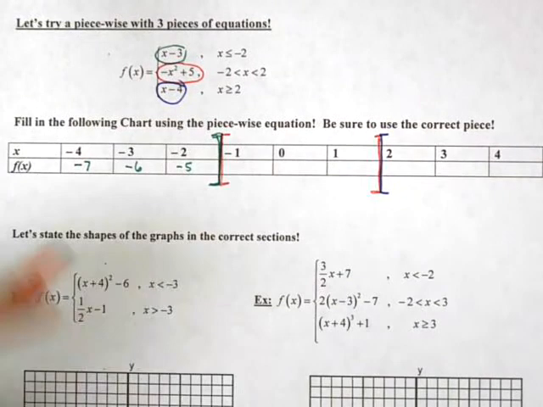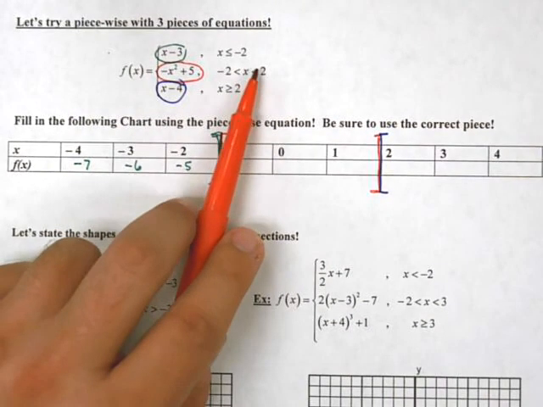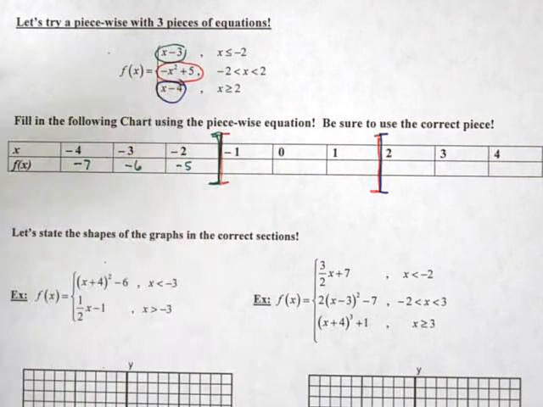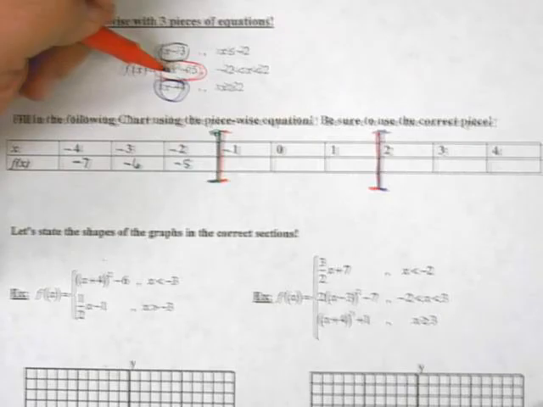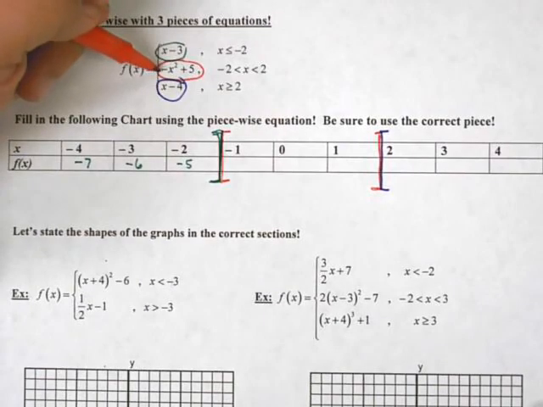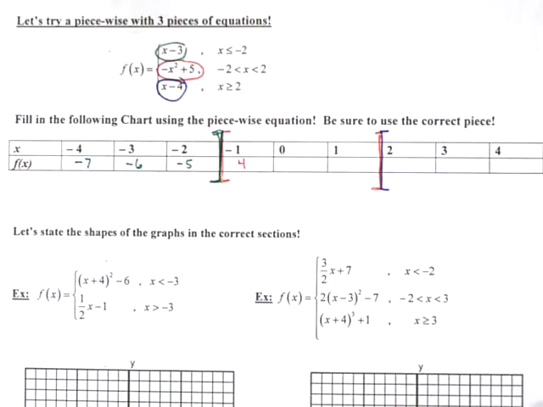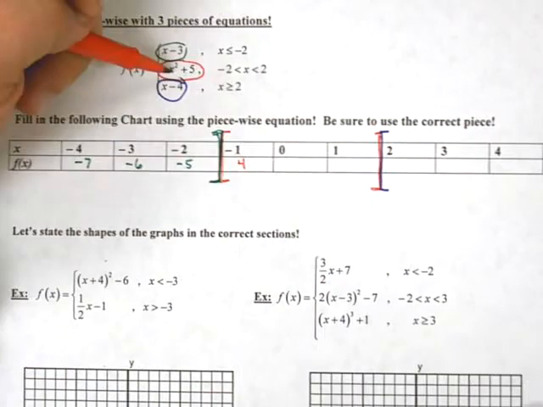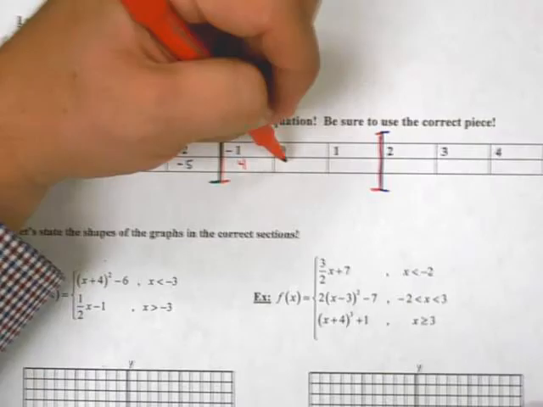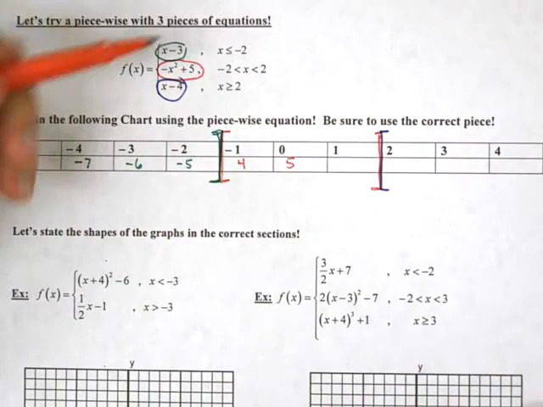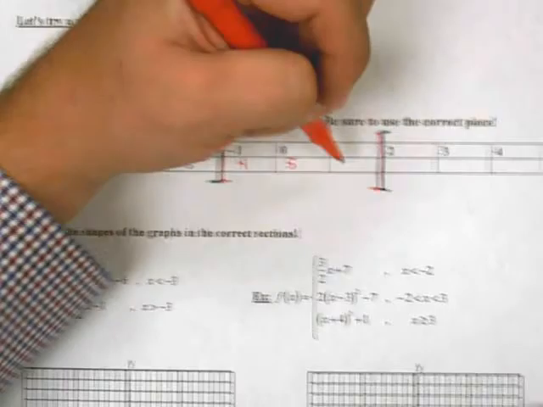Now, the next set is taking the middle domain, the negative 2 to 2. So I have to plug in these values into my middle or second piece. Well, negative 1 squared is 1. Negative 1 plus 5 is positive 4. 0 squared is 0. Negative 0 is just still 0. 0 plus 5 is 5. And then lastly, 1 squared is 1. Negative 1 plus 5 is 4 again.